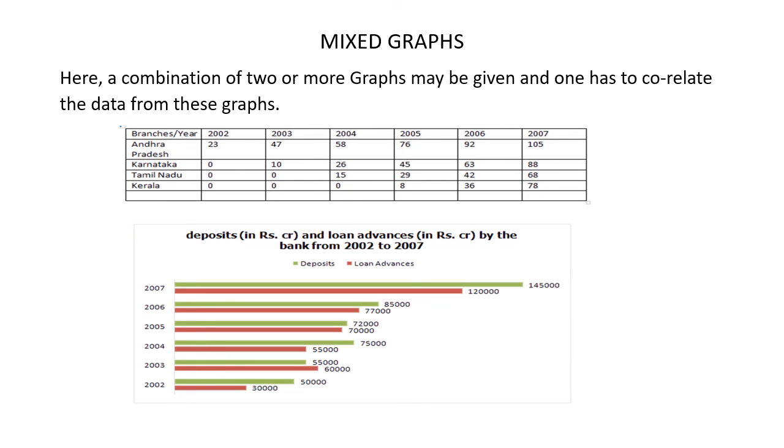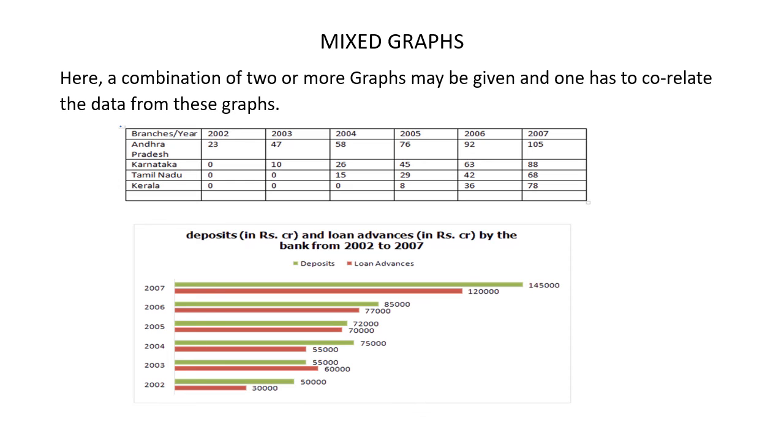Let's learn about mixed graphs. Mixed graphs are nothing but a combination of two or more graphs. In a mixed graph, a combination of two or more graphs is given and one has to correlate the data from these graphs. Now here is an example for a mixed graph. This mixed graph contains a table and a bar graph.